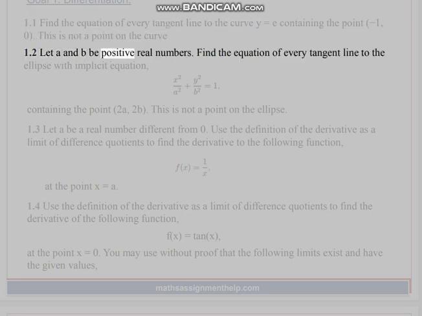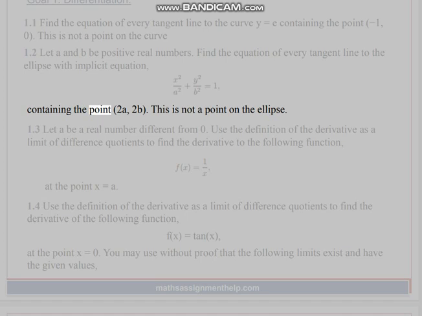1.2 Let a and b be positive real numbers. Find the equation of every tangent line to the ellipse with implicit equation containing the point (2a, 2b). This is not a point on the ellipse.